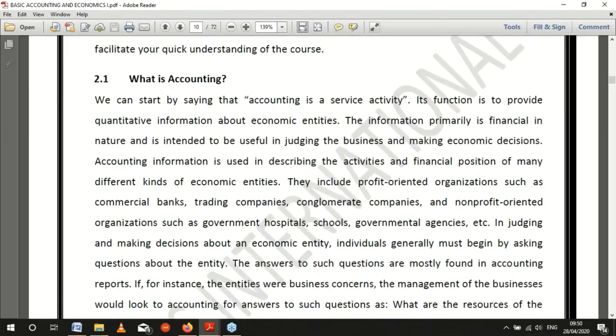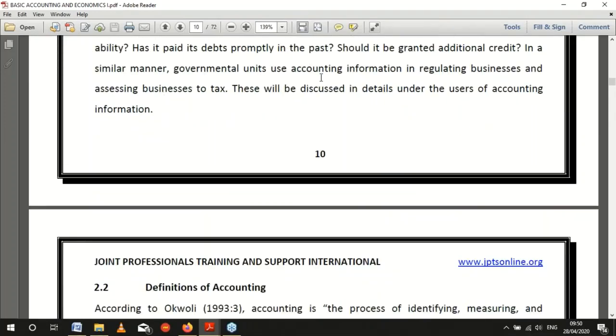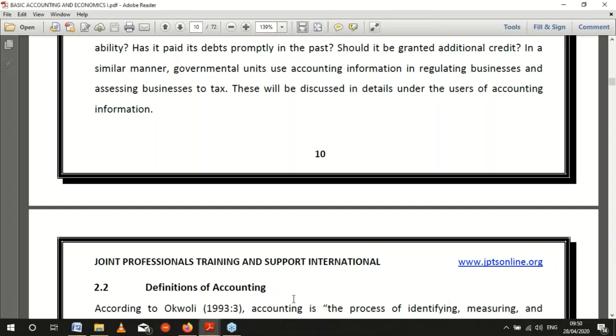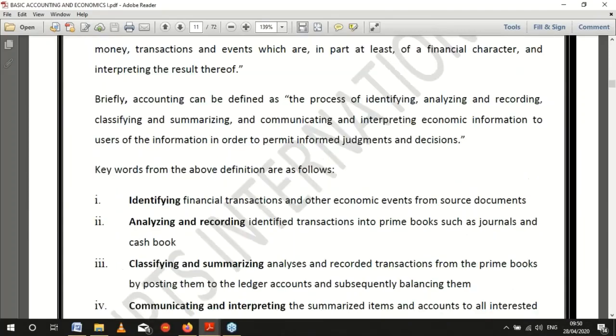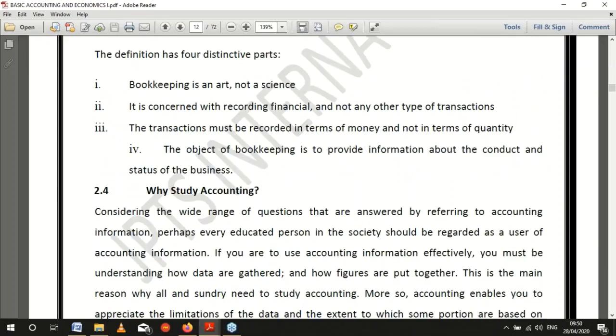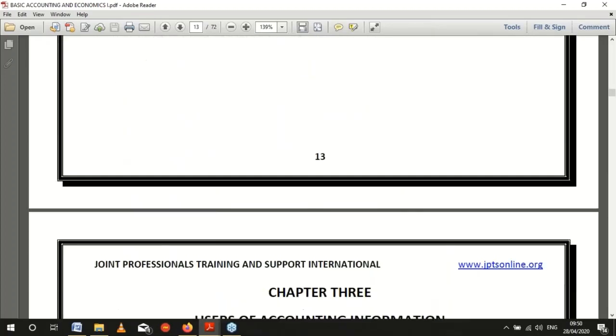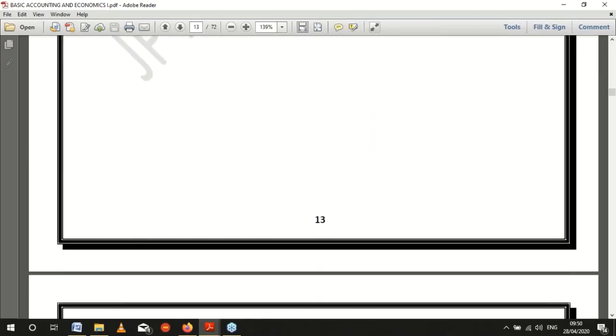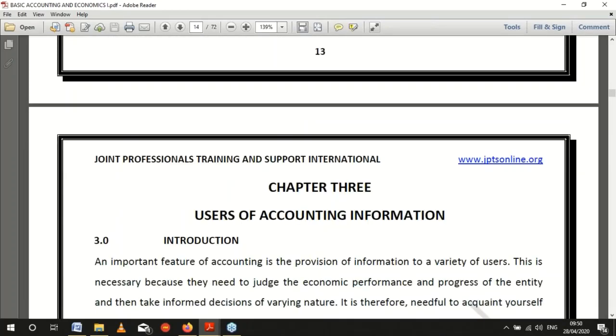But today, by the grace of God, we are starting on other parts of accounting. We have seen the definition of accounting and the definition of an account. Then we are moving on to the quality of accounting information. What are the qualities of accounting information? We have seen the users of accounting information.